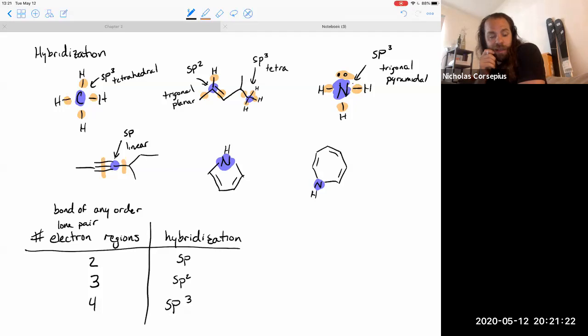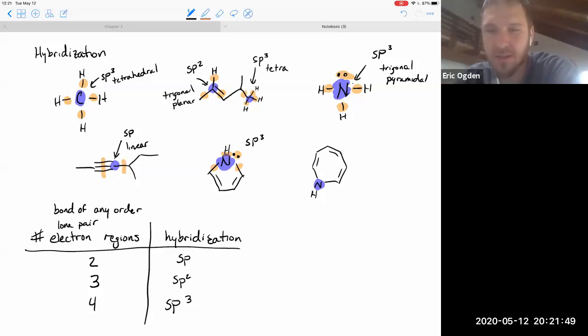That's because this concept of aromaticity comes into play. This nitrogen right here, if we were just going to use our simple rules as before, we would say there are 1, 2, 3, 4 electron regions, counting that lone pair. And so we'd be really tempted to say that this is sp3 hybridized. But that's not the case. What is it? It's sp2. And why is it sp2?